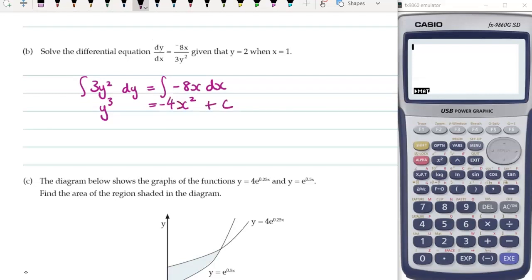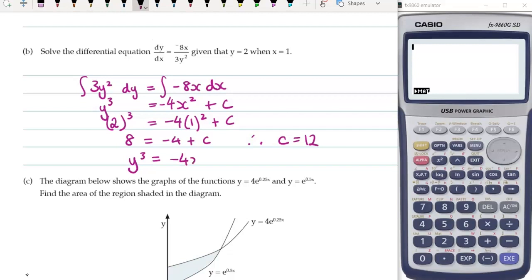And then plus c. Now when y is 2, oh, I've got that the wrong way around. When y is 2, we get 2 cubed. We have x is 1. So we have 8 is equal to minus 4 plus c. c must be 12, and y cubed is equal to minus 4x squared plus 12.